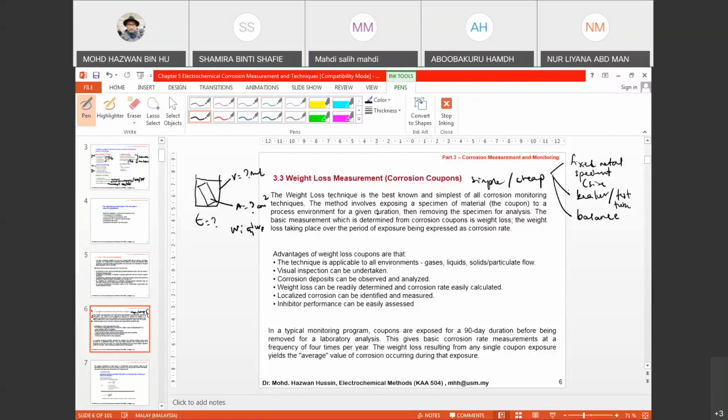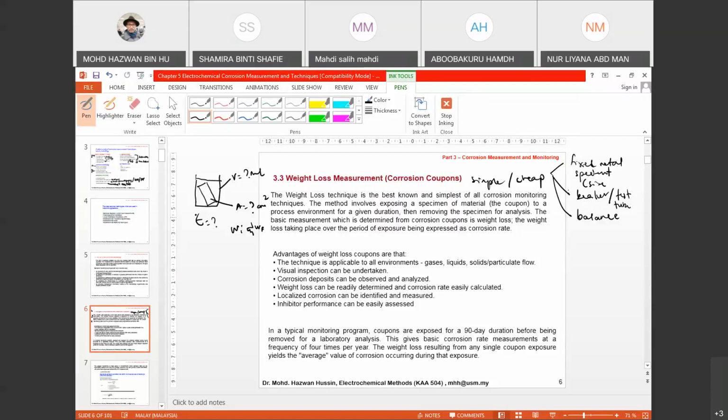The method involves exposing a specimen of material, the coupon, to a process environment for a given duration, then removing the specimen for analysis. The basic measurement determined from a corrosion coupon is weight loss. The weight loss taking place over the period of exposure is expressed as a corrosion rate. We already know how to calculate corrosion rate from, I think, chapter 3. Using the mass loss or weight loss from this test, you can calculate corrosion rate.